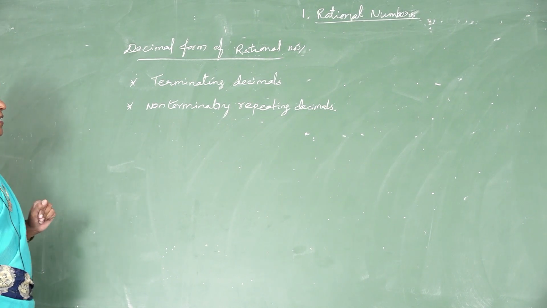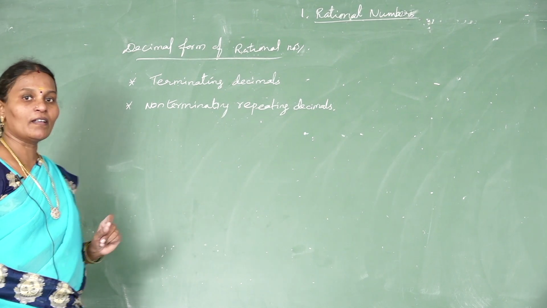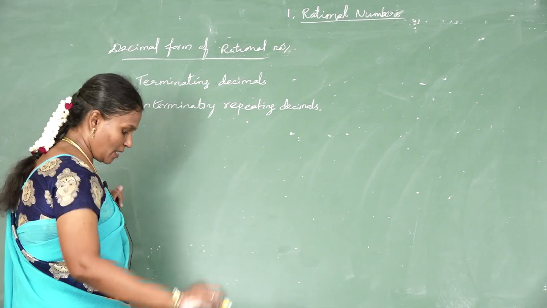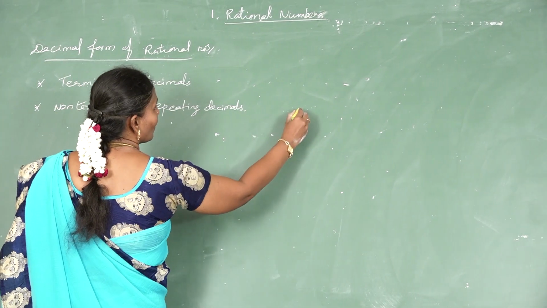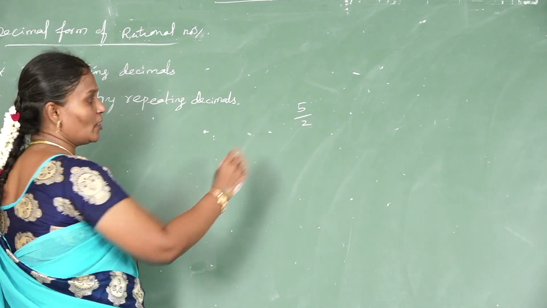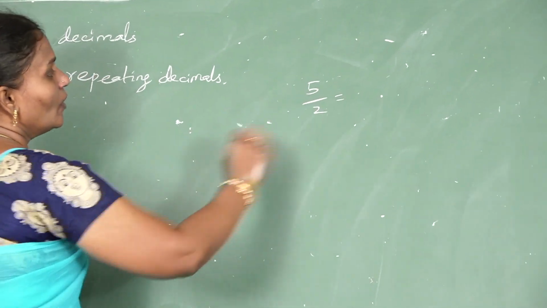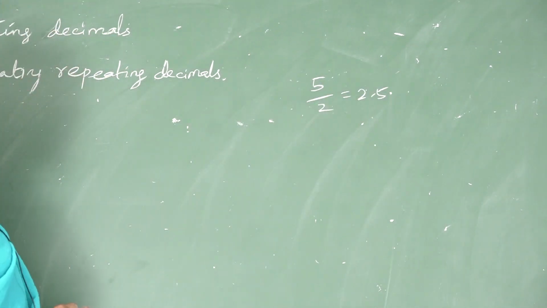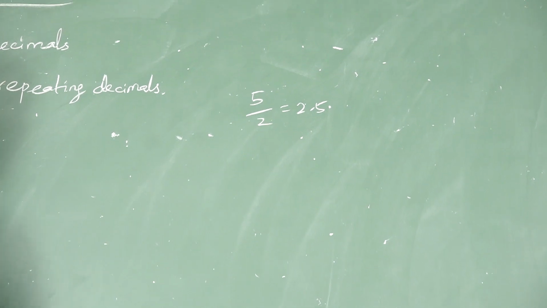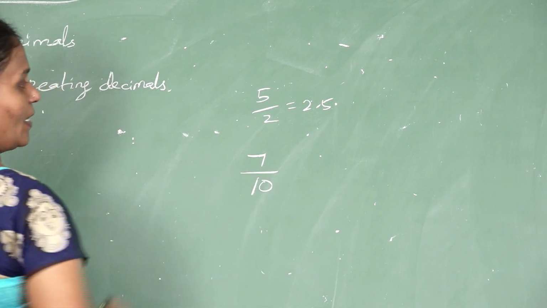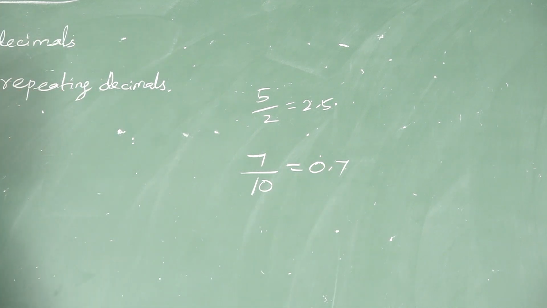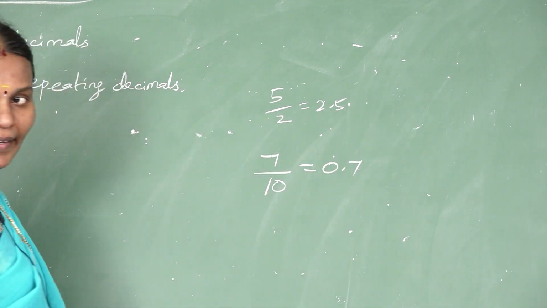So one is terminating decimals. What does terminate mean? That gives an end. So the terminating decimal means, for example, take 5 by 2. The 5 by 2 gives 2.5. So the decimal ends. The decimal number ends. Then 7 by 10. Here this is 0.7. So here also the decimal number ends.